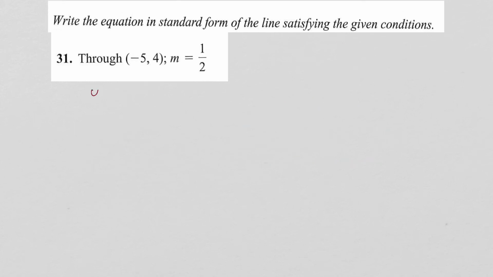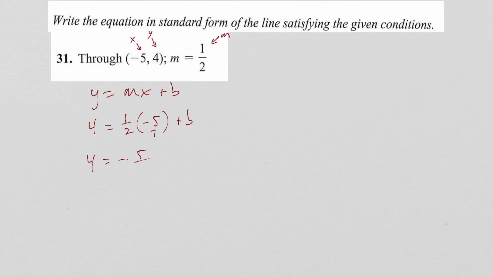Okay, again, we always start with y is equal to mx plus b. Here's our x, here's our y, and there's our m. So y is 4, our m is 1/2, our x is negative 5, plus b. And we're going to solve for b. So this is like over 1. So we have 4 is equal to negative, positive times negative is a negative, 1 times 5 is 5, 2 times 1 is 2.